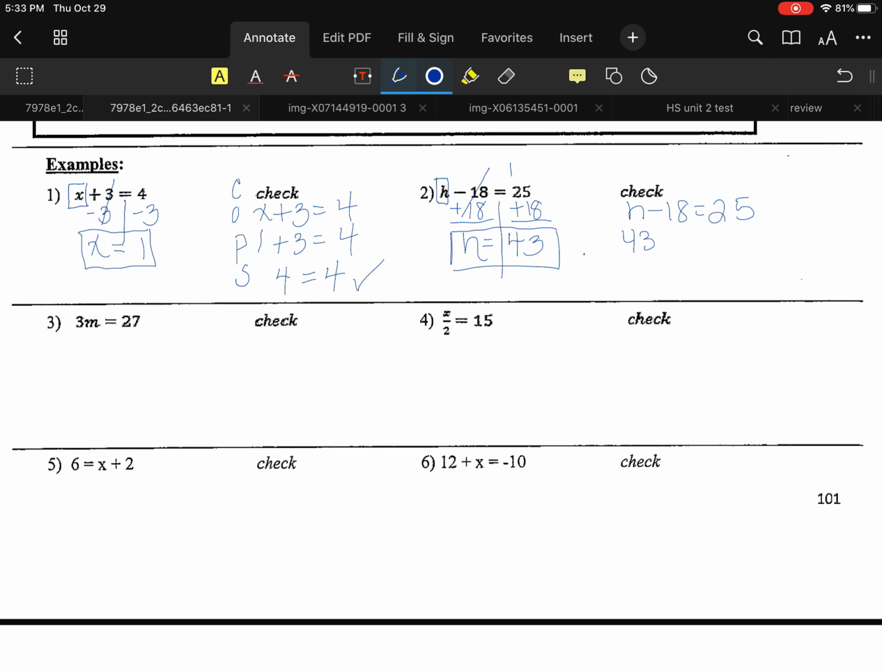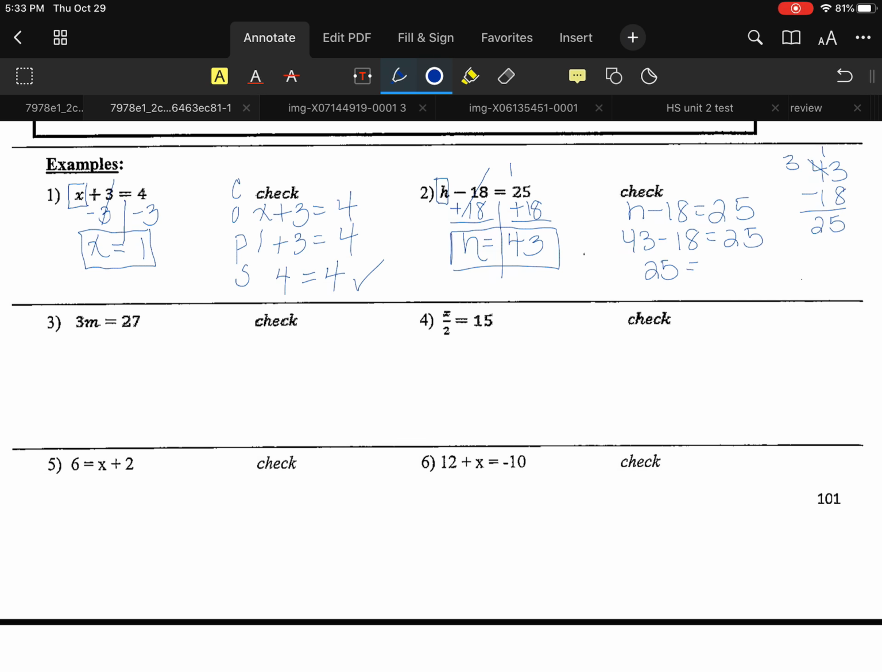Substitute in 43 for H. 43 minus 18. Now, if you don't have a calculator, you're going to stack and subtract. If you do have a calculator, just do 43 minus 18. 8, 9, 10, 11, 12, 13. So that is in fact 25.